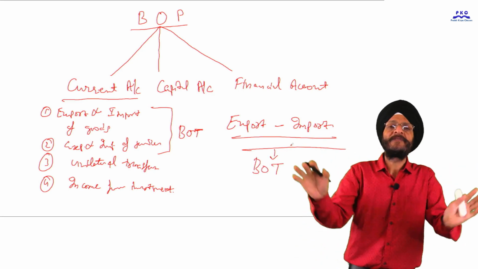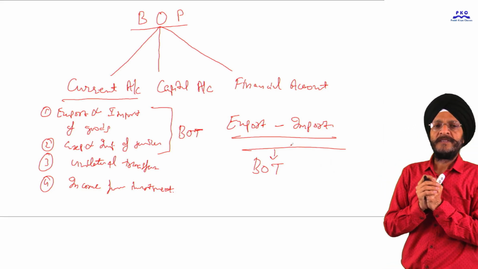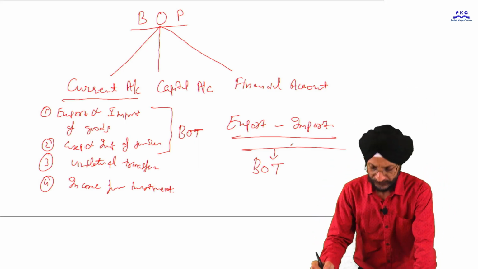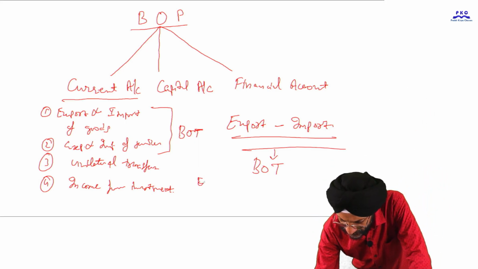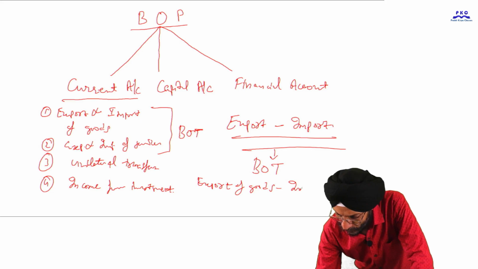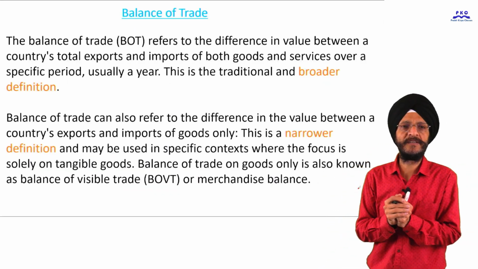This is the broader definition of balance of trade. There is also a narrow definition of balance of trade in which only export of goods and import of goods is taken into account. This is the narrower definition. Now we will read what is written.